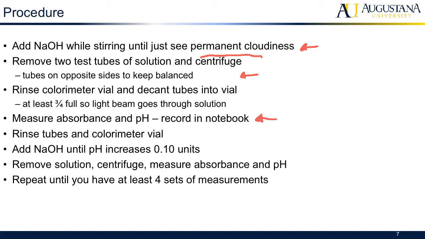You then add a little bit more sodium hydroxide such that the pH will change by about 0.1 units. So a small change in hydroxide concentration, so just a few drops. You then will repeat the procedure, recording the pH, taking out a sample, centrifuging it, and measuring the absorption. You want to get at least 4 pH and absorption measurements when you're going, and 5 or 6 is also okay, but you want at least 4.